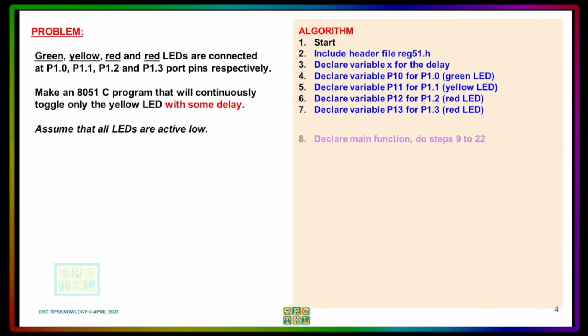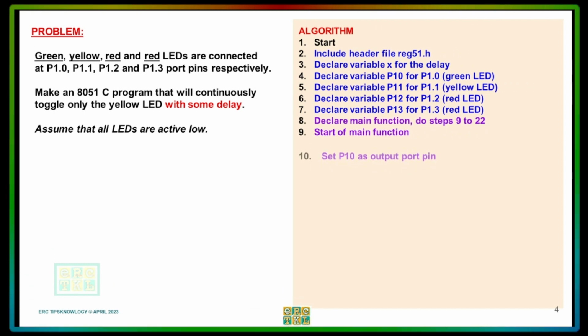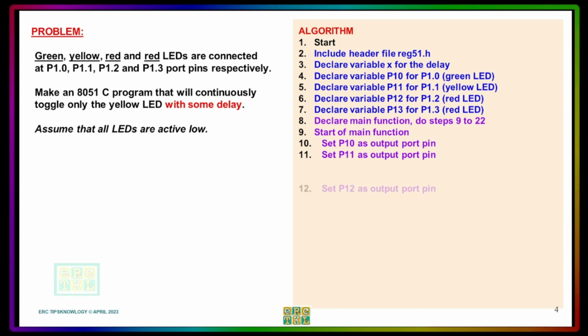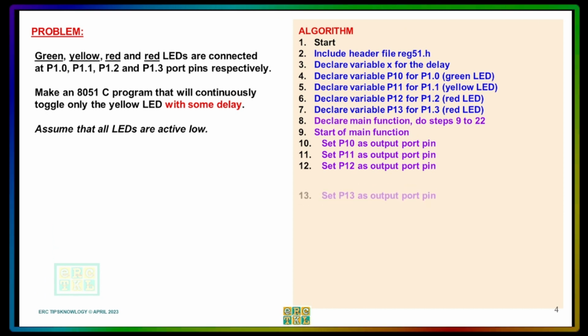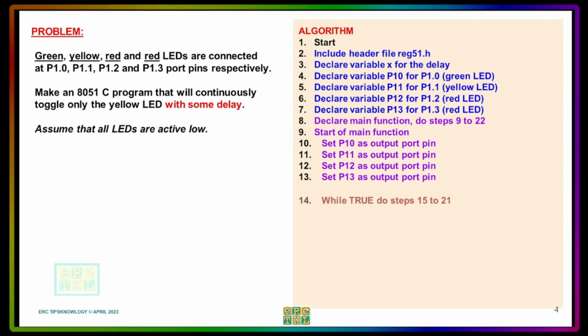Then on step number 8, we have to declare the main function, and we will start on step 9. Inside the main function, we have to make our ports output ports. That's why we have P10 up to P13 as output port pins, because it's an LED, a light, so we call it an output device.